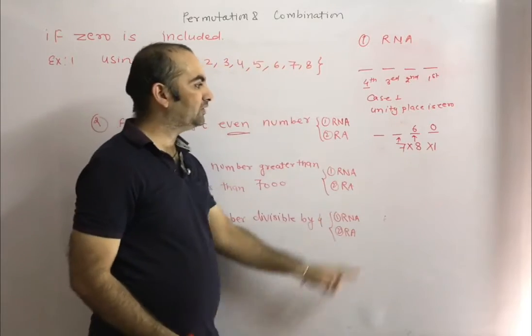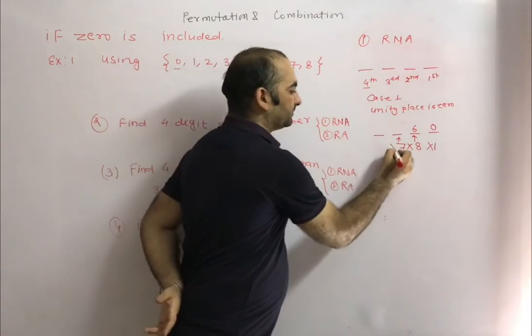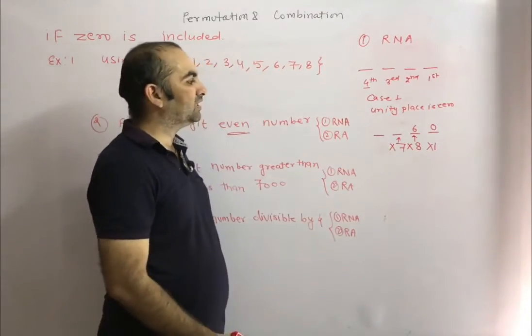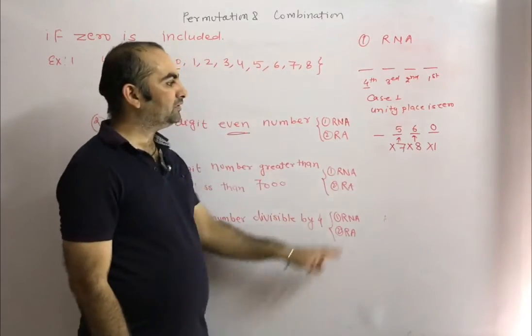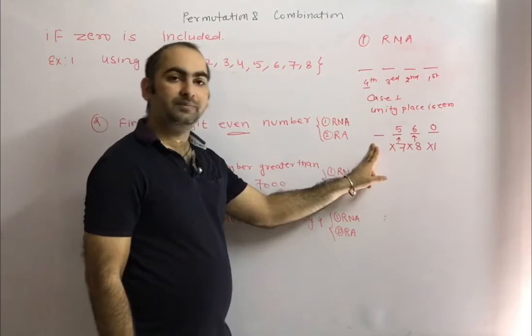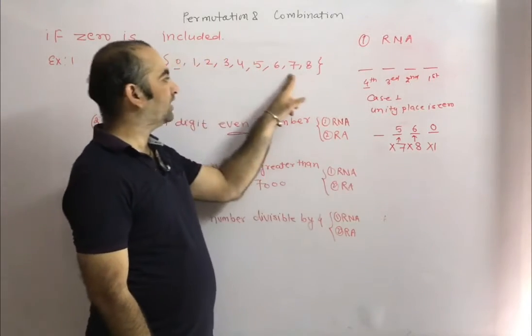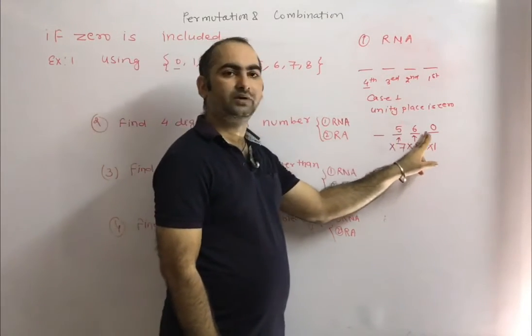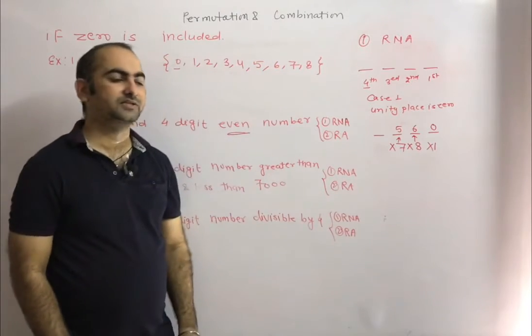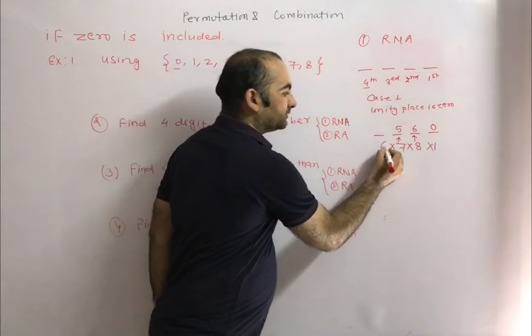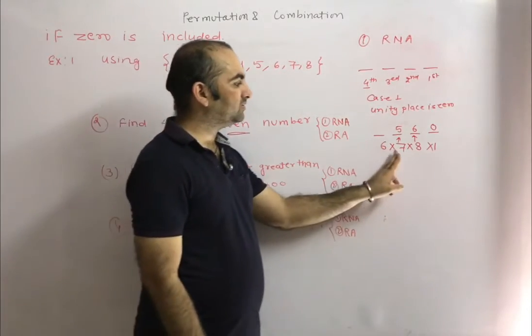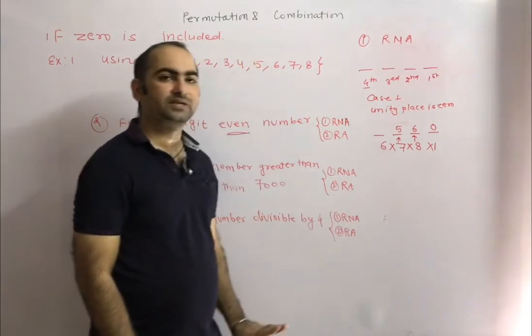Now you have to fill fourth place also. So what will come? Multiplication. Suppose third place is coming as 5, correct? Now you have to fill fourth place. Repetition is not allowed. That means out of 9 digits, 3 digits are already used. So remaining is what? 6 digits. So for filling fourth place, how many choices do we have? 6 choices, correct? So what will come as the answer? 6 into 7 into 8 into 1. So this is case 1 answer.